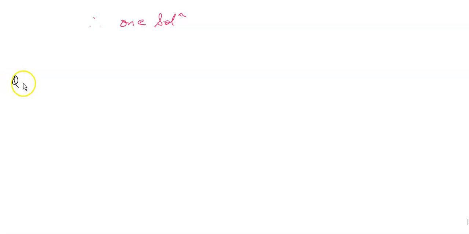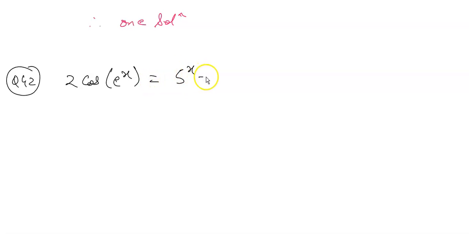Question number 42. The number of solutions of the equation 2 cos e^x is equal to 5^x plus 5^(-x). Now, how will we think about this?